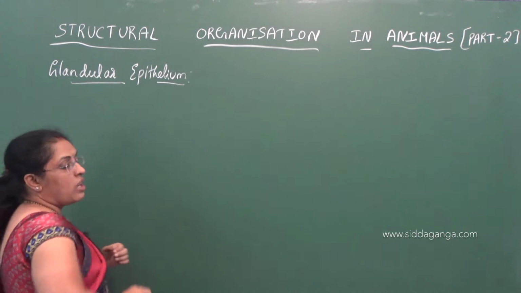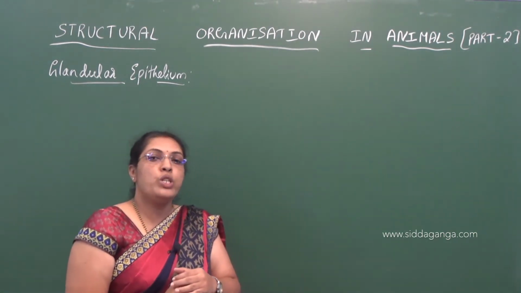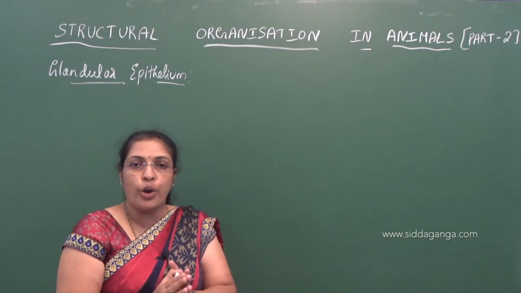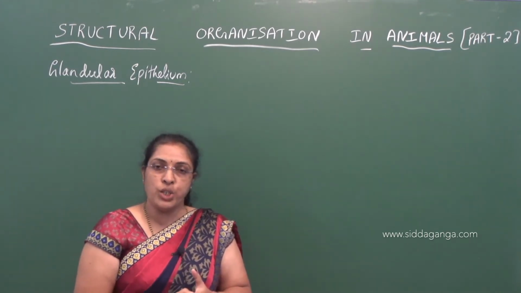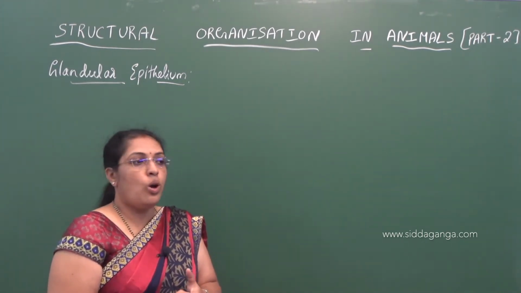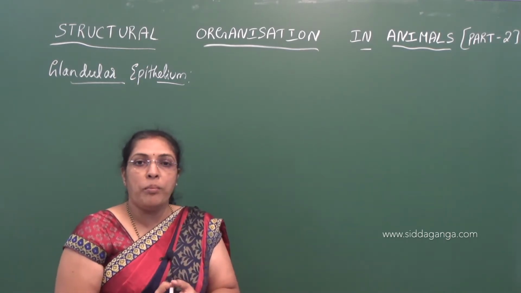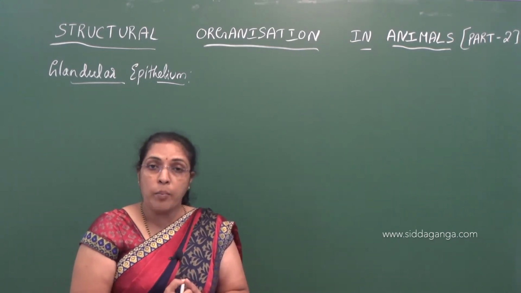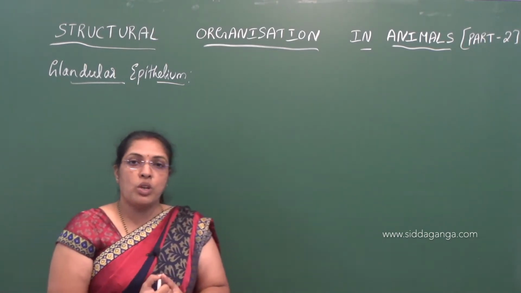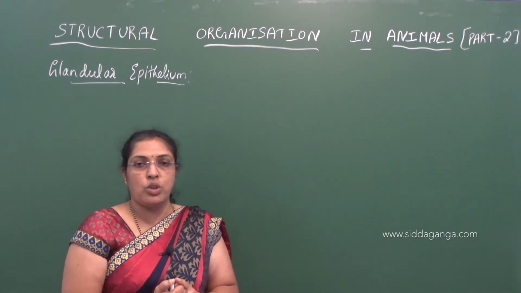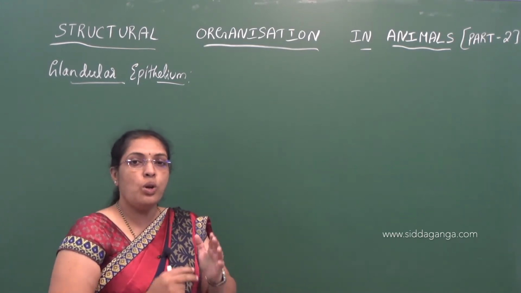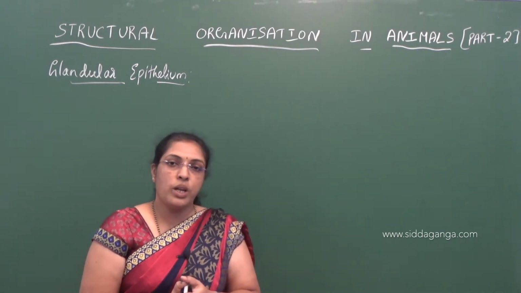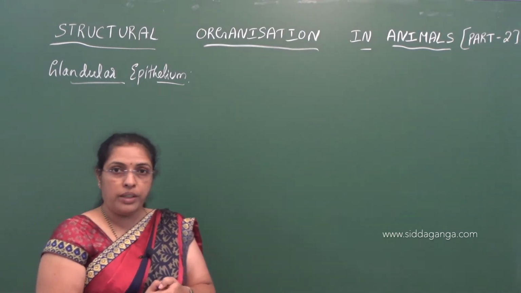Some of the cells or group of cells which are meant for secretion are called glands. Some of the epithelial cells, like columnar cells or cuboidal cells, modify themselves for secretion. That type of cells or that type of epithelium is called glandular epithelium. Understood? So, some of the cuboidal or columnar cells modified for secretion, that type of epithelium is called glandular epithelium.